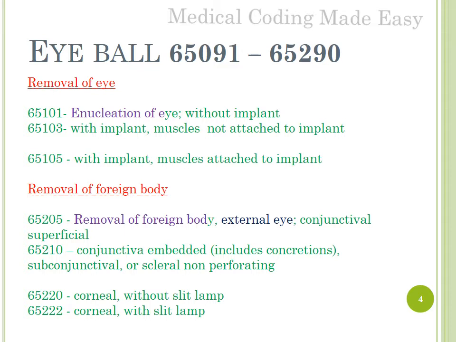Looking at the first 3 codes, enucleation of eye: 65101, 103, 105. All 3 have the topic enucleation of eye. But what is the difference? The first code is without implant, and the next 2 codes are with implant. Still there is a difference: 103 and 105 both are implants, but in 103 the muscle is not attached to the implant. In 105 the muscle is attached to the implant.